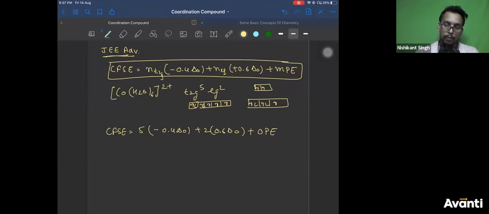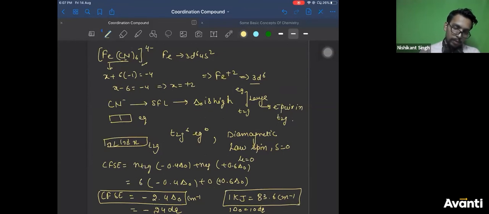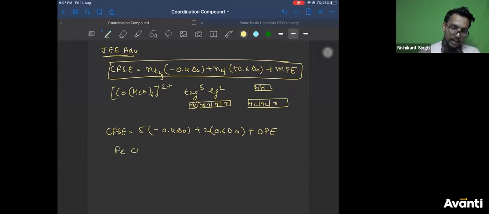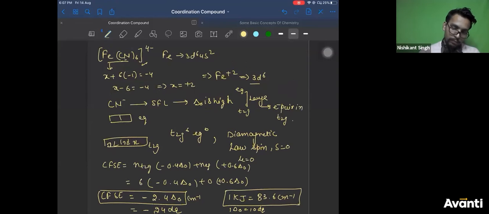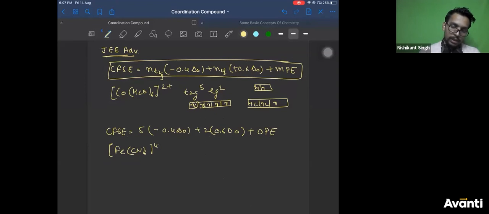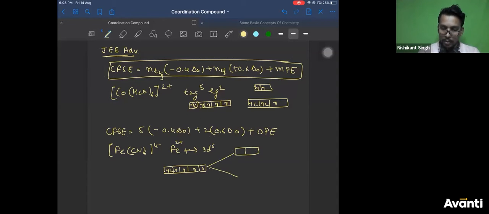Is that clear? I'll give you one very good example. If I take this molecule, let us say Fe(CN)6 4 minus. So this is 3d6 4s2. Iron 2 plus is 3d6. So if you draw its CFSE diagram, it will be 1, 2, 3, 4, 5, 6 electrons. And if you draw its T2G EG diagram, all electrons pair in T2G: 1, 2, 3, 4, 5, 6. Correct?